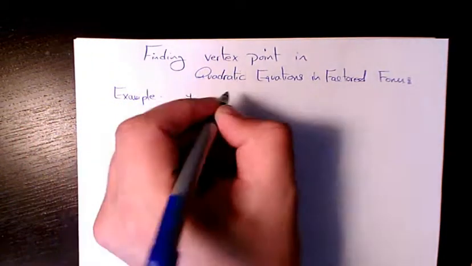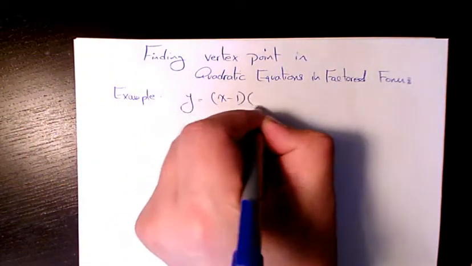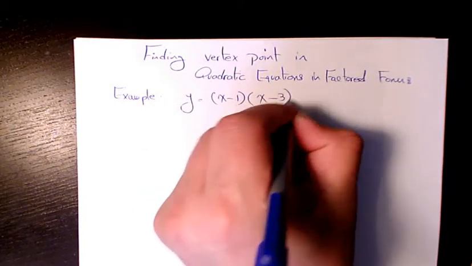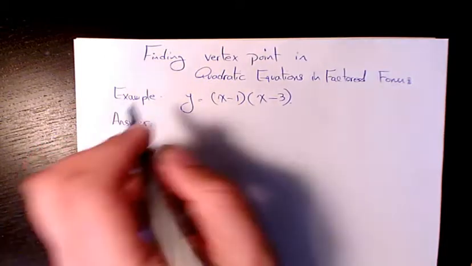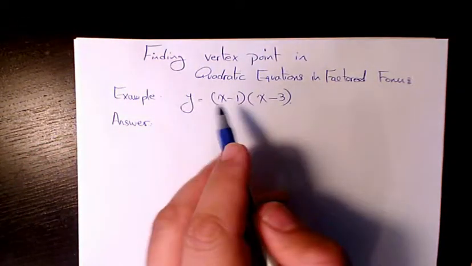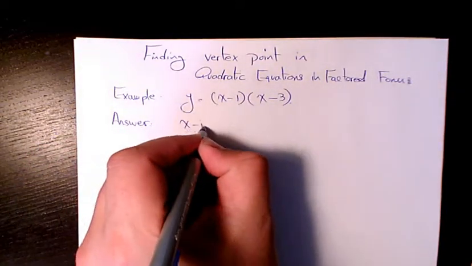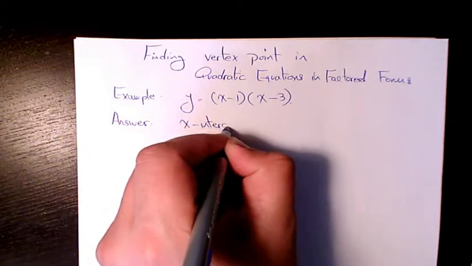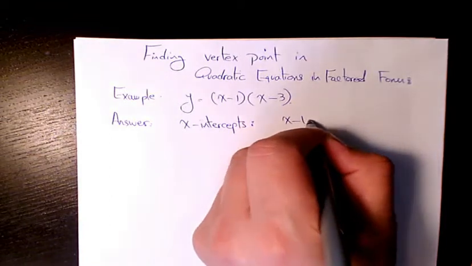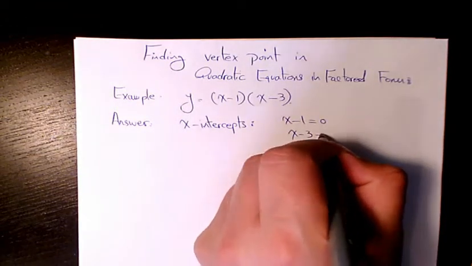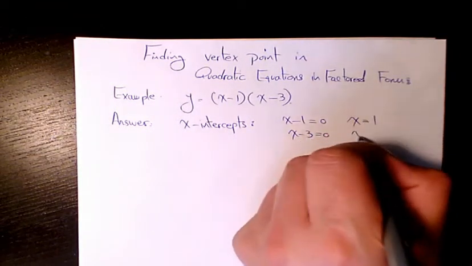y equals x minus 1 times x minus 3. So the answer will be, we want to find the vertex point here. The x-intercepts for this equation: x minus 1 equals 0, x minus 3 equals 0. So we have x equals 1 and x equals 3.